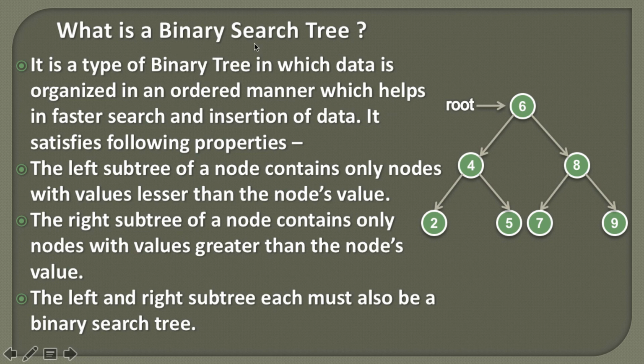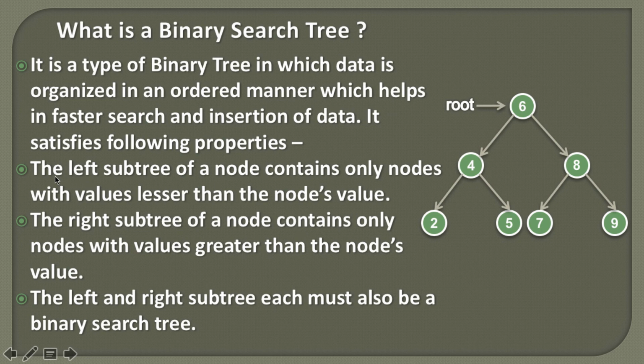So a binary search tree is a special type of binary tree in which the data is organized in an ordered manner, which helps us in faster search and insertion of the data. How a binary search tree helps us in faster search and insertion of data, we'll see later. First we will discuss the three properties which make it a binary search tree. So here in the diagram you can see a binary search tree which satisfies these three properties.